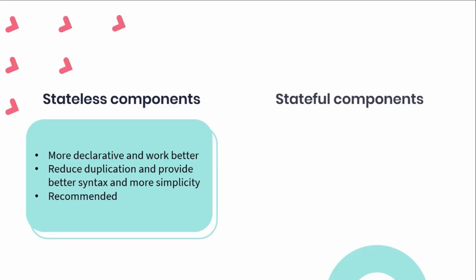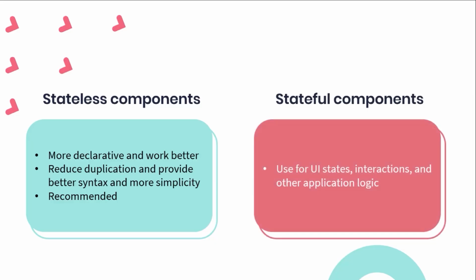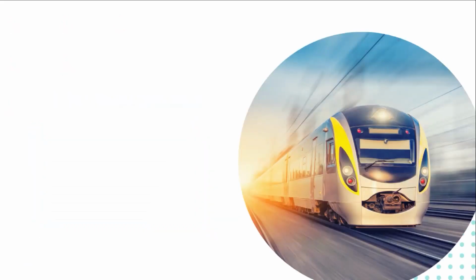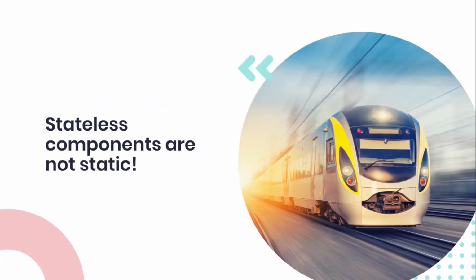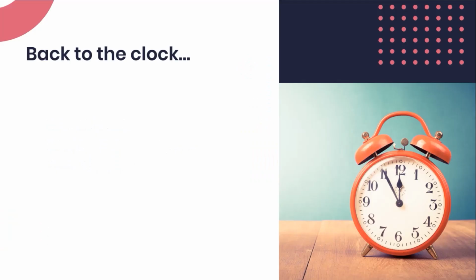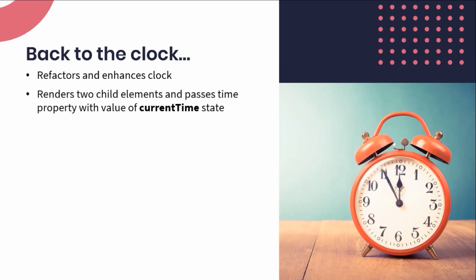There are a handful of stateful components on top of the hierarchy to handle the UI states, interactions, and other application logic, such as loading data from a server. And a point to note, don't think that stateless components must be static. By providing different properties for them, you can change their representation. Okay, so let's return to our code for a clock and look at an example that refactors and enhances it. The code for clock renders the two child elements and passes the time property with the value of the current time state. The state of a parent becomes a property of a child.